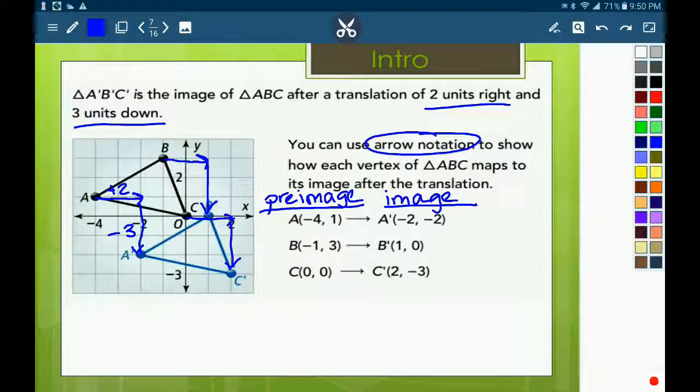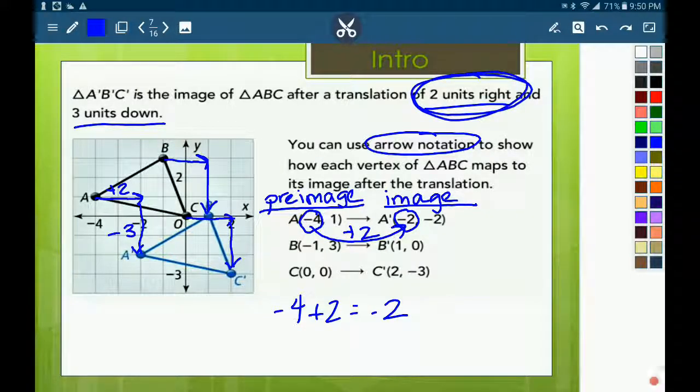Okay, and you should kind of be seeing that +2 and that -3. Take, for instance, if we look at -4 to -2. Those are both the x values from A to A prime. Well, -4 plus 2 is equal to -2. So in order to go from here to here, you had to add 2. Well, that looks very much like 2 units to the right, adding 2.